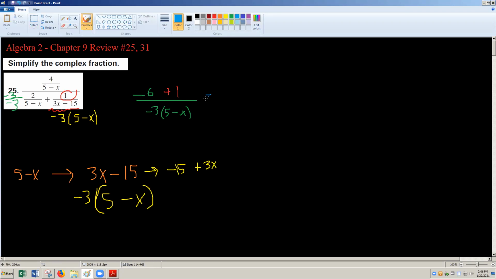So plus 1. And so now together, that gives me -5 all divided by my -3 times 5 minus x. And then I've still got my stuff on the top here, which I haven't needed to do anything with, which is pretty nice. I like that. And now when I'm dividing two fractions, I'm going to flip the denominator and then multiply these two things. So when I look at this, I'm going to have 4 over 5 minus x. And I'm going to wrap this in parentheses just so it helps to visualize it.